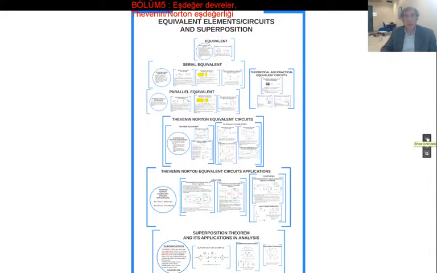To a new chapter. This is about the equivalent elements and circuits and superposition. So this equivalent concept is important in circuit analysis. So we are going to start with this equivalent circuit concept explanation first. Let's go in details.